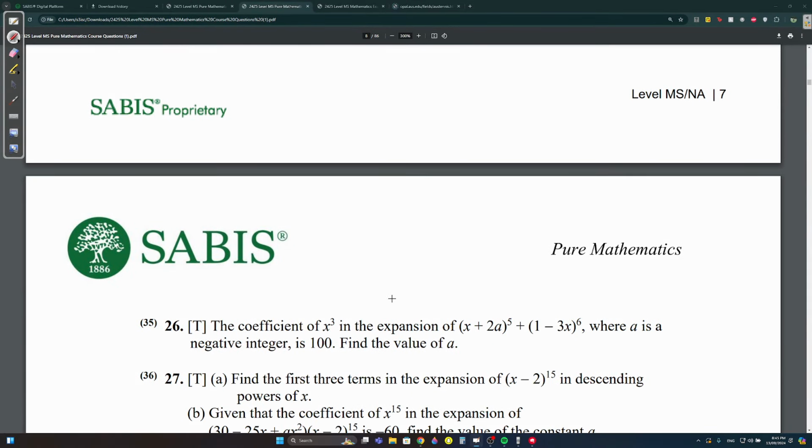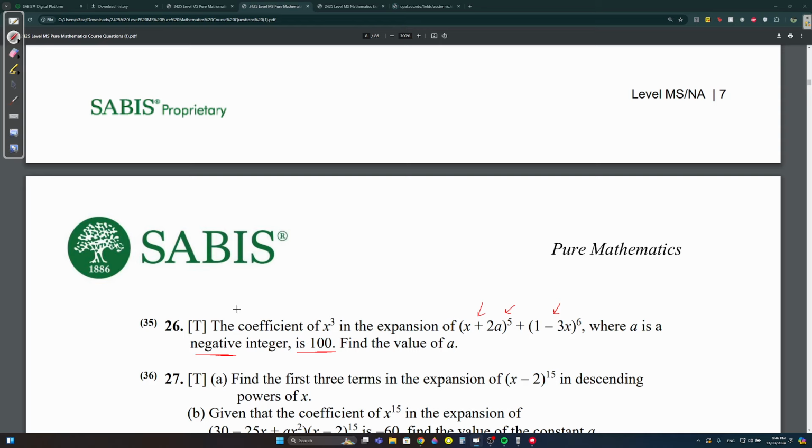Okay. The coefficient of x cube in the expansion of this. This was actually a challenging question. I remember solving this in class. Okay. So you're gonna expand this plus, wait. Okay, yeah, so I just reread the question. So the coefficient of x cubed in the expansion of this plus this, where a is a negative integer, this is gonna matter, you'll see in a second why, is 100. So the coefficient of x cubed is 100, find the value of a.